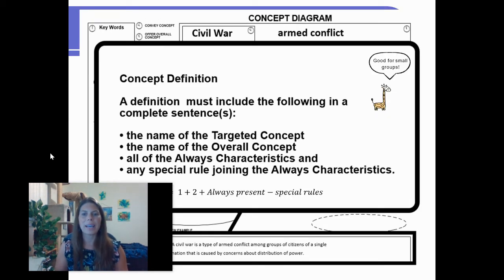Finally, we're ready to tie down a definition. And the trick to doing that is using box number 1, the concept, and box number 2, the overall concept, and then the always present characteristics and any special rules. You want to have something that's clear and straightforward, but also covers the critical information that students need to have about this concept.